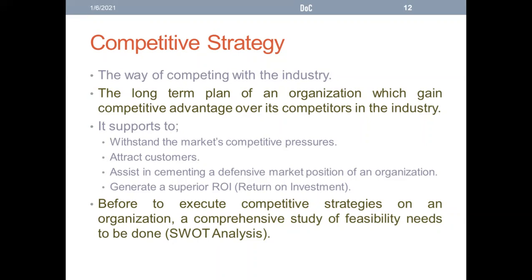So we have to do a feasibility study in order to execute the competitive strategy that we have planned already. Okay. In order to do this comprehensive study of the feasibility, we are using a guideline set that is called SWOT analysis, right? SWOT analysis, we call it SWOT analysis.